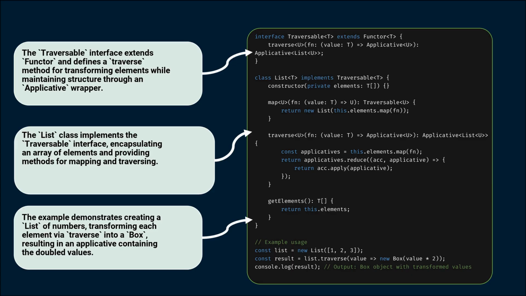This method maps the input function over the list's elements, resulting in an array of applicatives. To combine these applicatives into a single output, we employ the reduce method, sequentially applying the apply method to aggregate the results. In our example usage, we create a list instantiation and apply the traverse method with a function that doubles each value, demonstrating how traversables can elegantly handle collections while utilizing the power of applicatives.